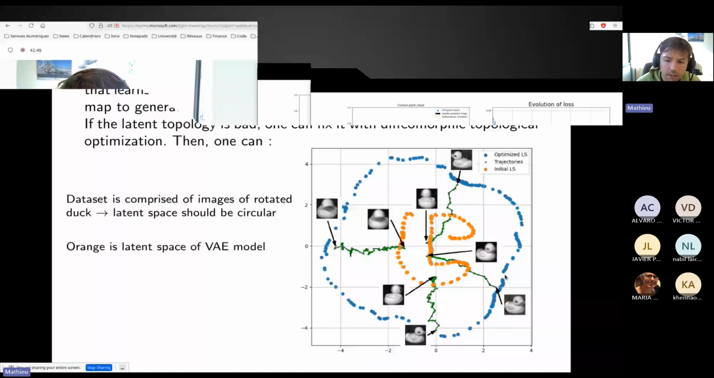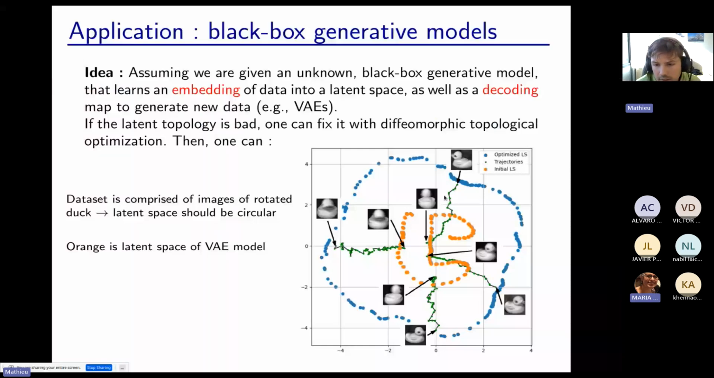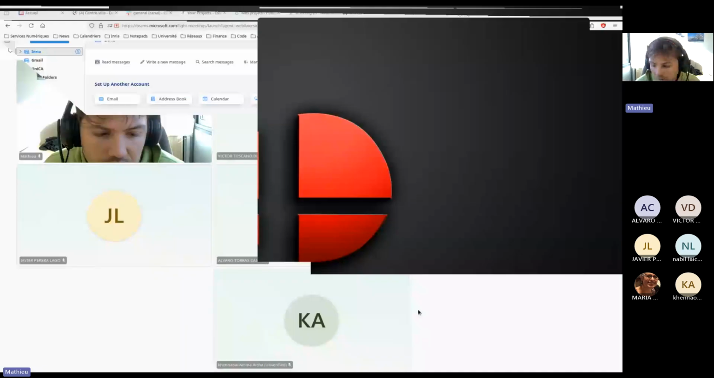Here in that case, I forgot to say, but it works because, at least in this example, we have a prior. We know that the latent space should be a circle because we know the pictures are of the same object and are parameterized by an angle.